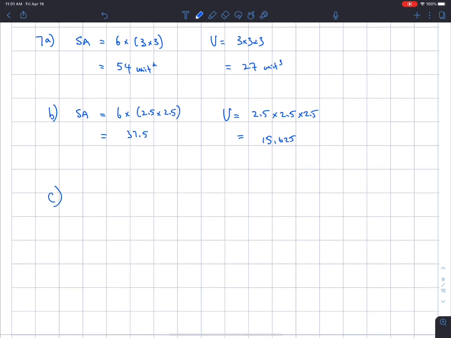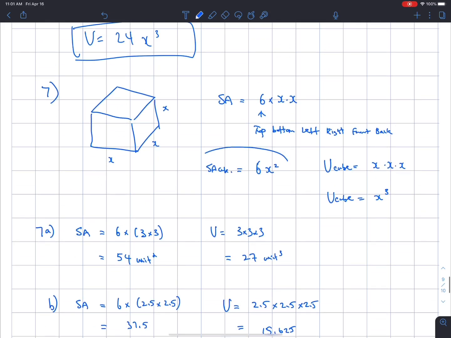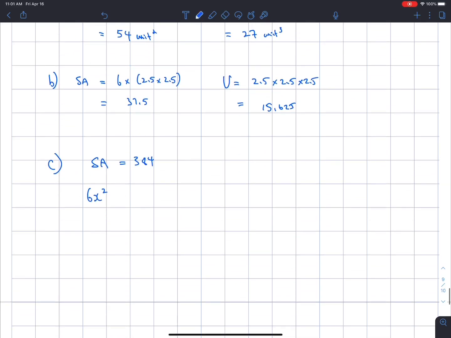C. This time we were told that the surface area is 384. I can say that surface area is 6x squared, right? From our formula, the surface area is 6x squared. So I can say 6x squared equals 384. Now we can divide both sides by 6 to get x squared equals 64.